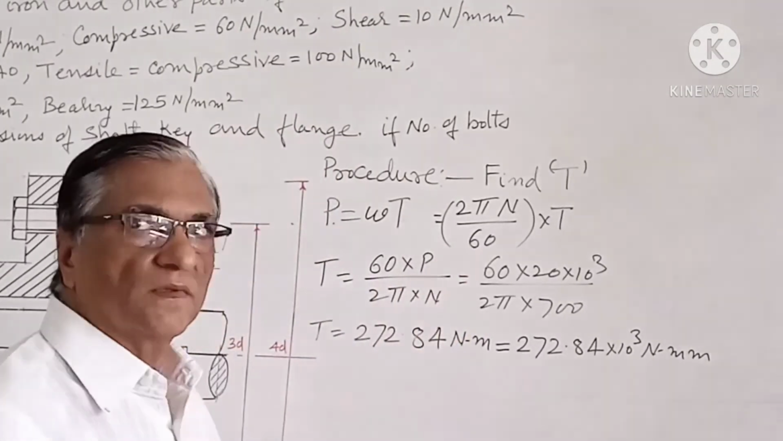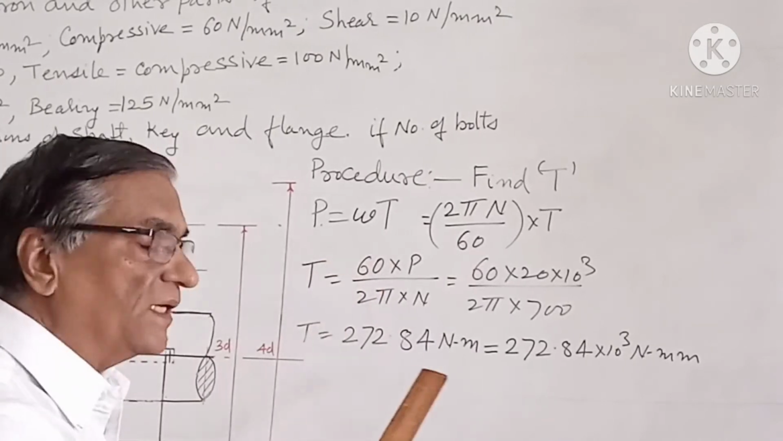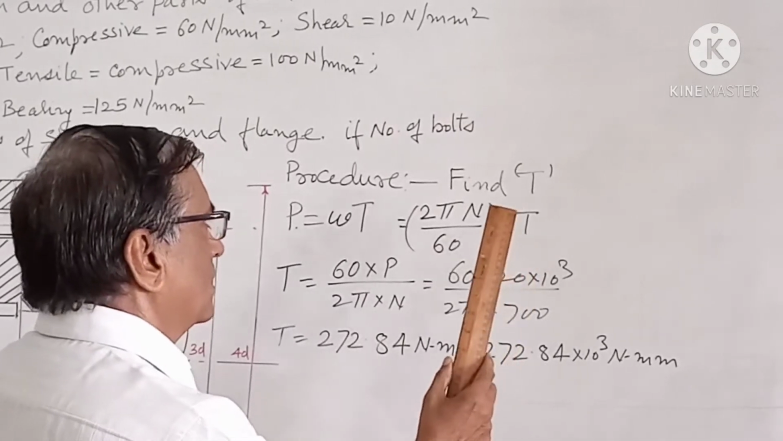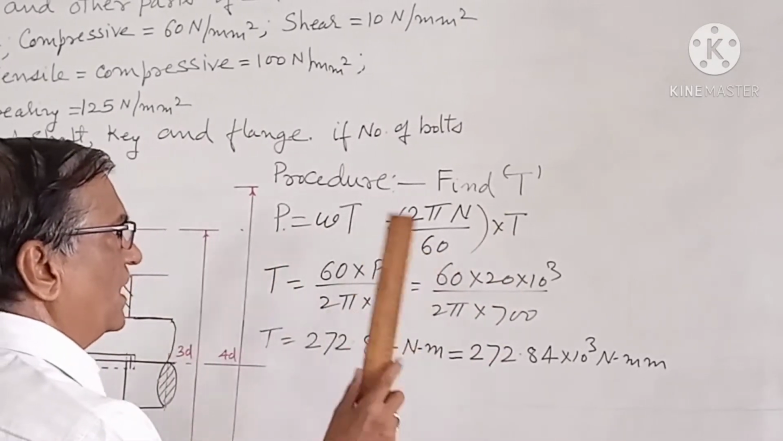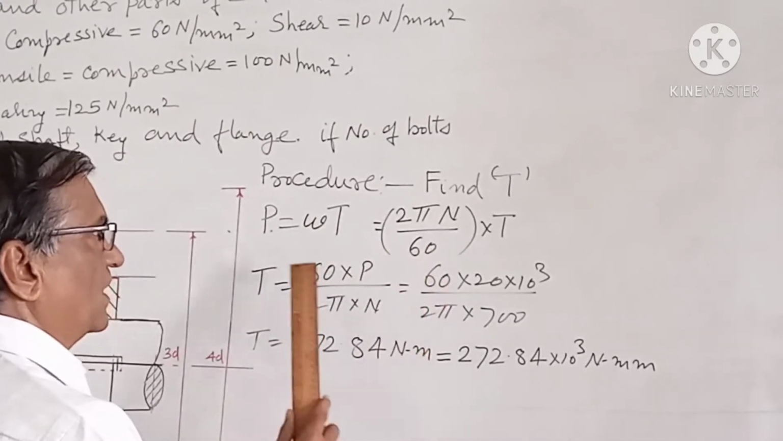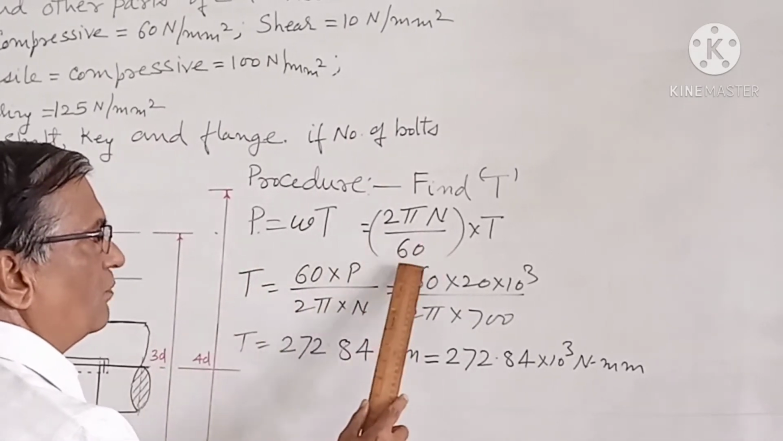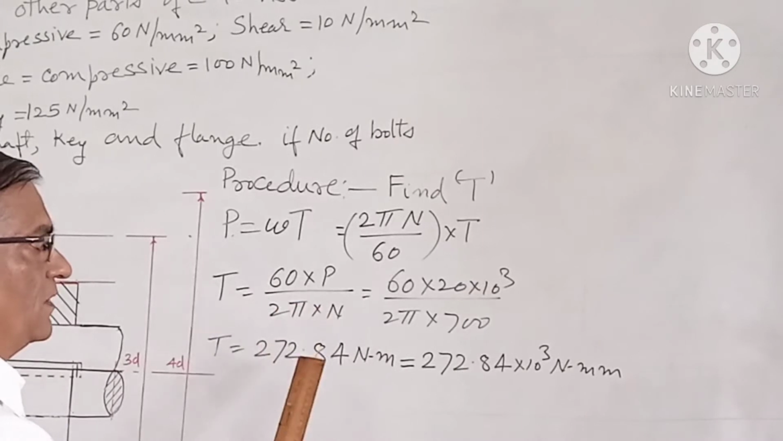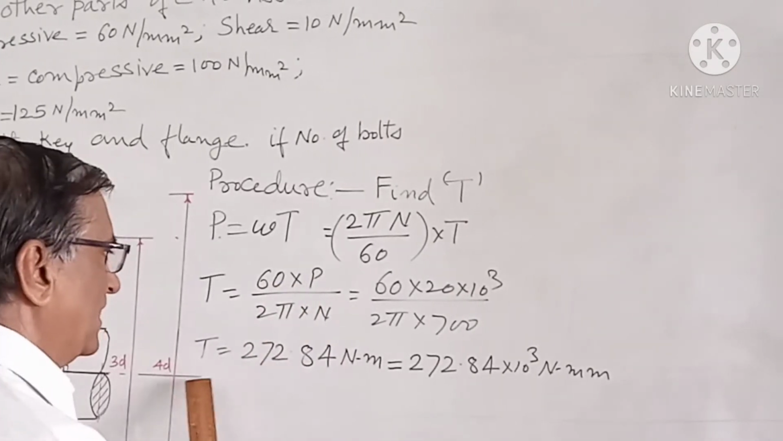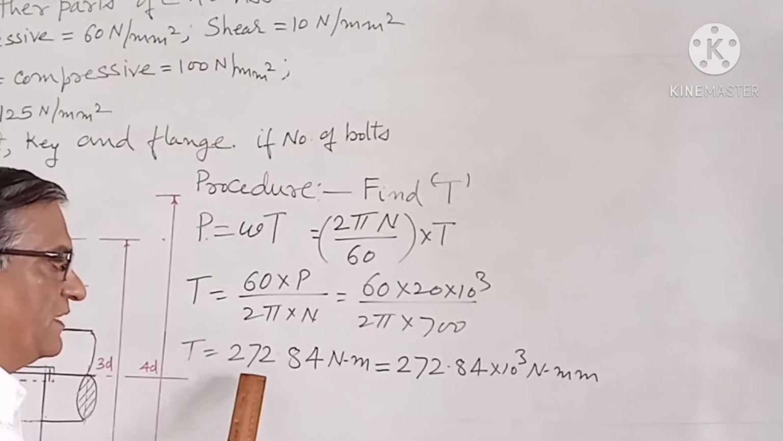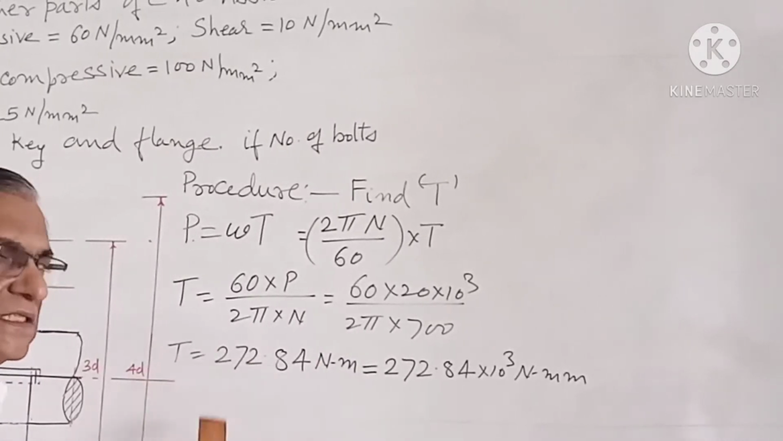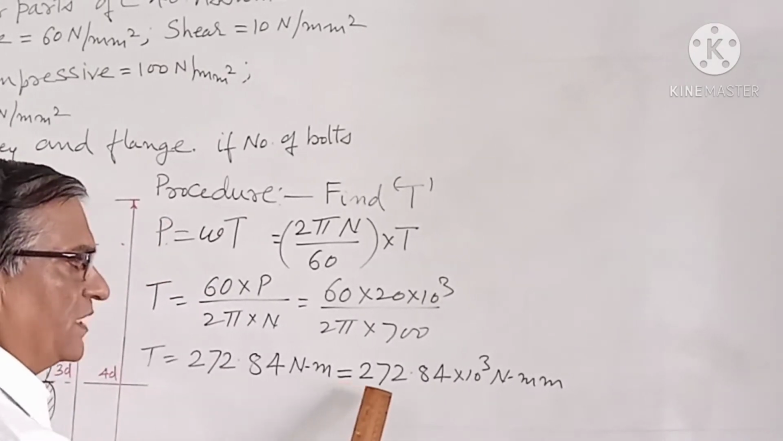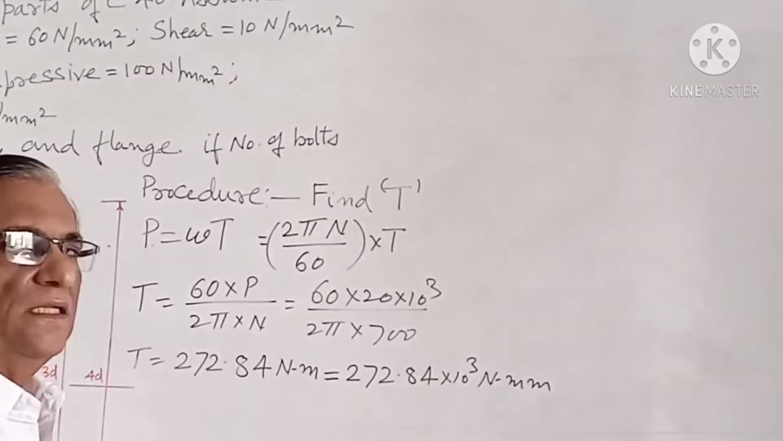Now the procedure. First we calculate the torque by the formula power is equal to omega into T. Omega is equal to 2 pi N upon 60. Putting the value of omega, the formula becomes P is equal to 2 pi N upon 60 into T. Now T is equal to 60 into P upon 2 pi N. Putting the values of power and N, we get torque equal to 272.84 Newton meter. We convert this into Newton millimeter by multiplying by 10 raised to 3. So torque is equal to 272.84 into 10 raised to 3 Newton millimeter.